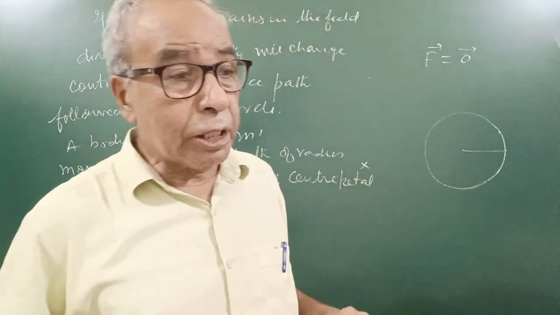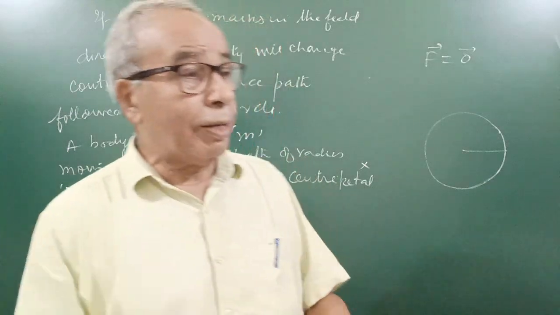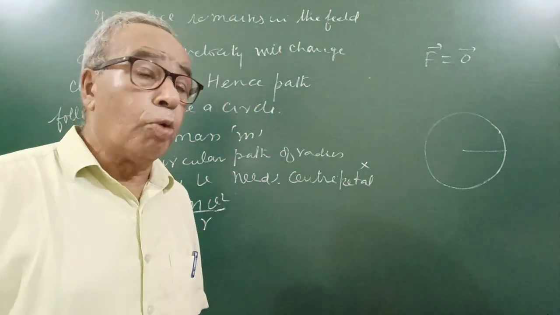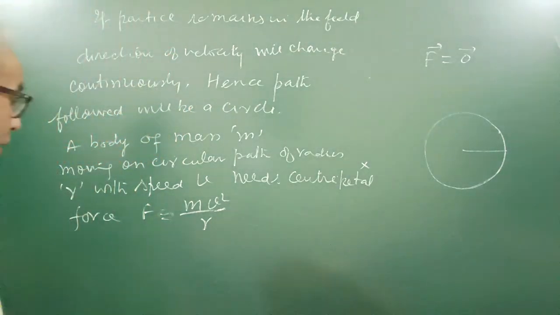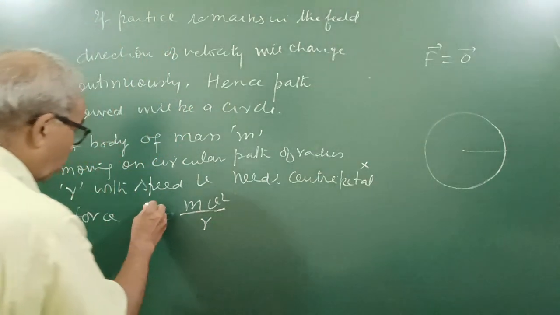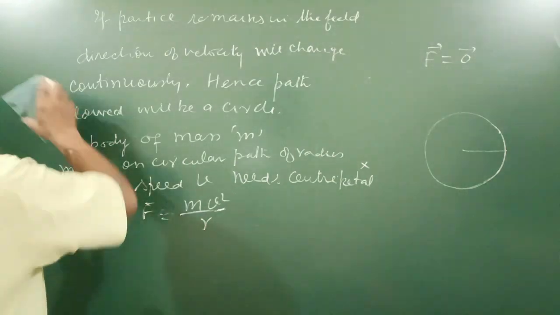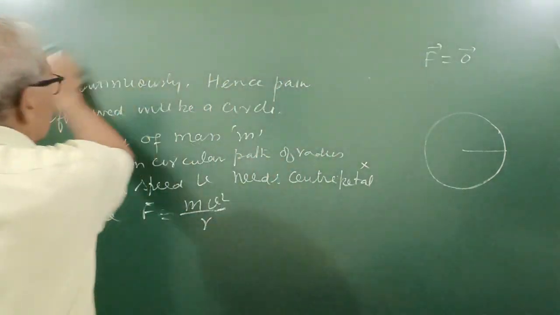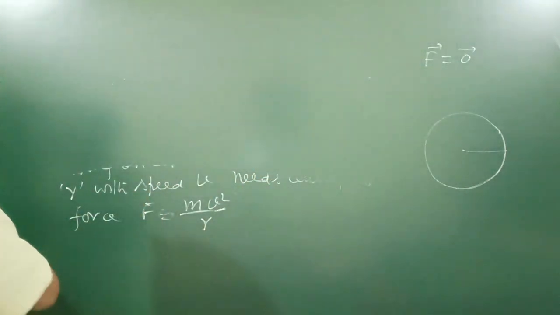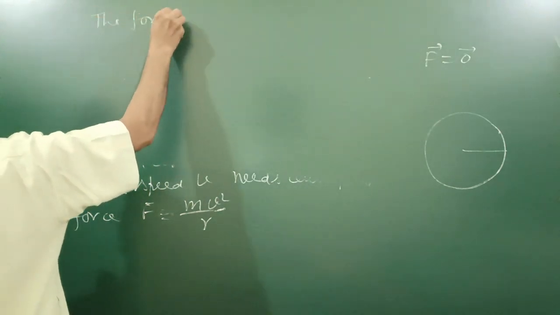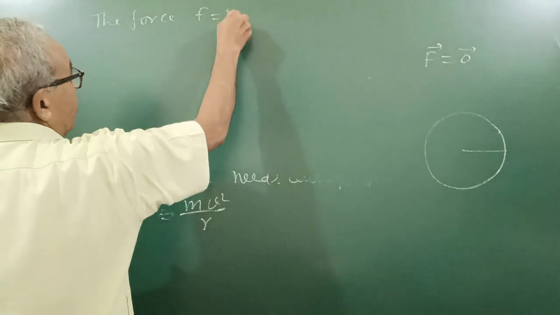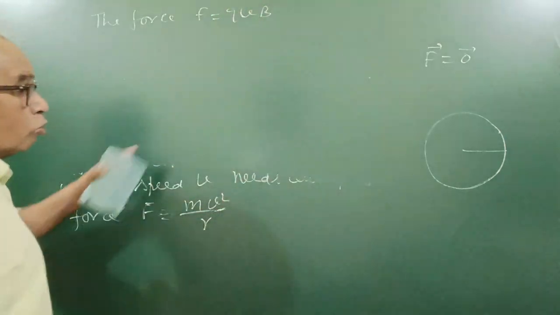So centripetal force does not get produced by itself when a body moves on a circular path. The body needs centripetal force to move on a circular path. Now this force is required by the body. From where will the body obtain it? The body will obtain this force, F equal to qvB, due to the magnetic field.